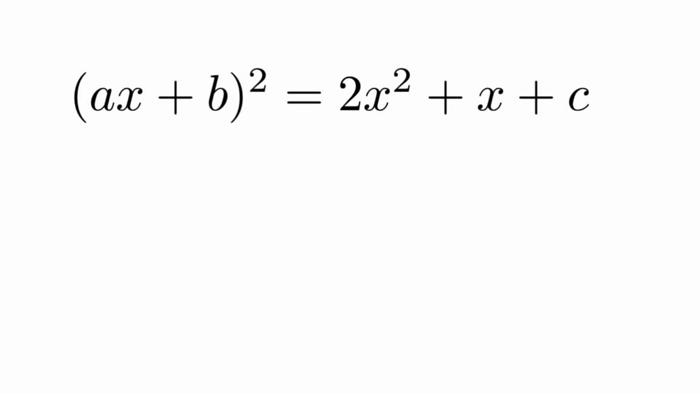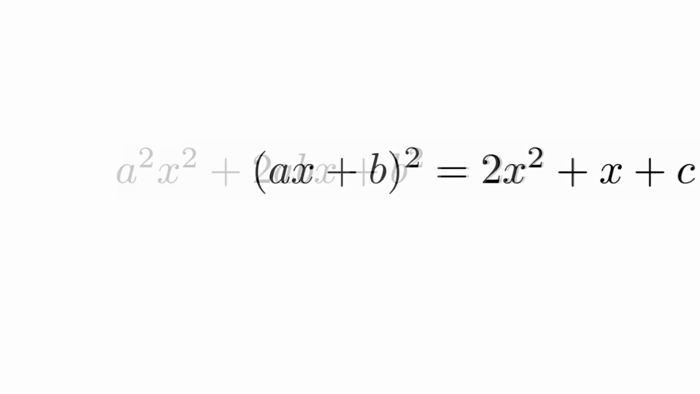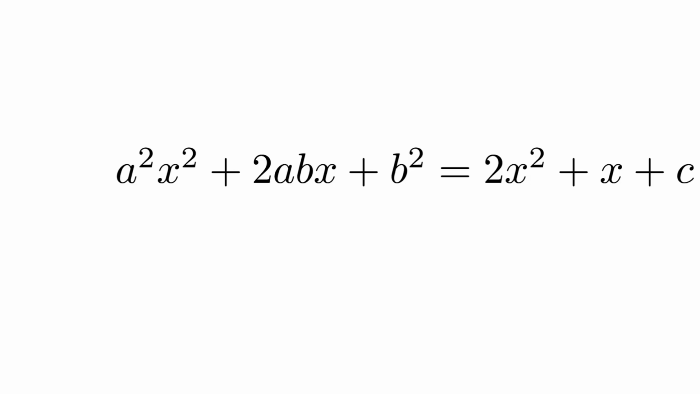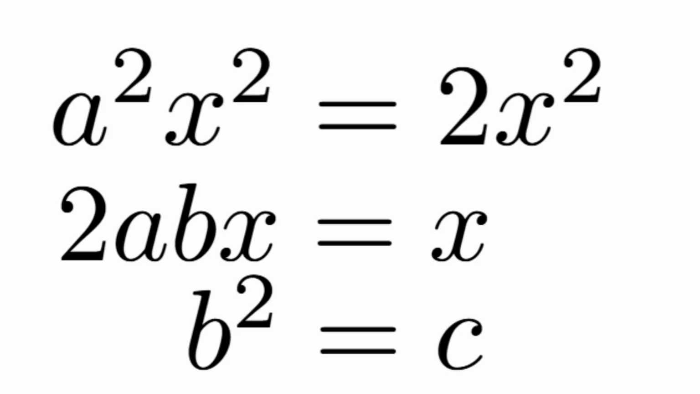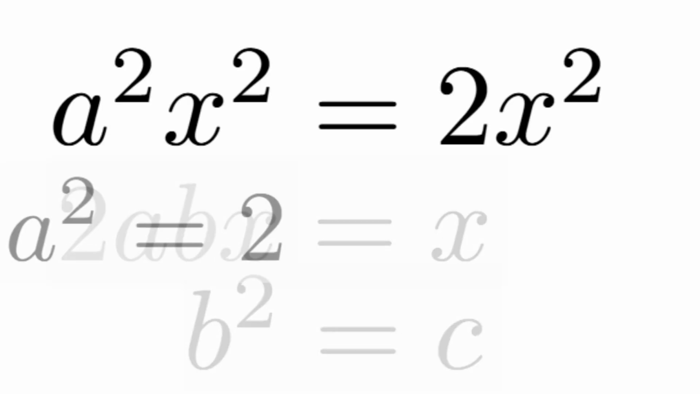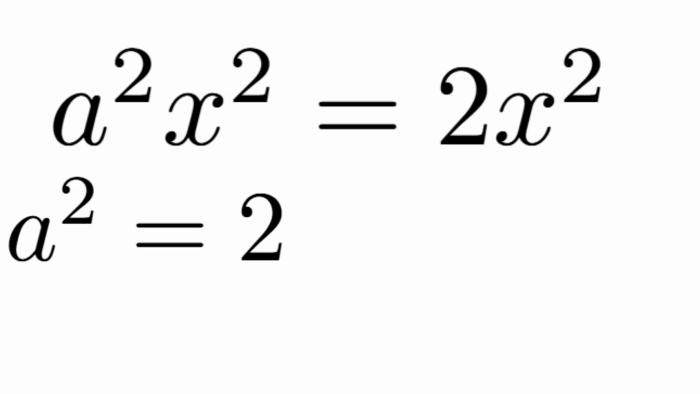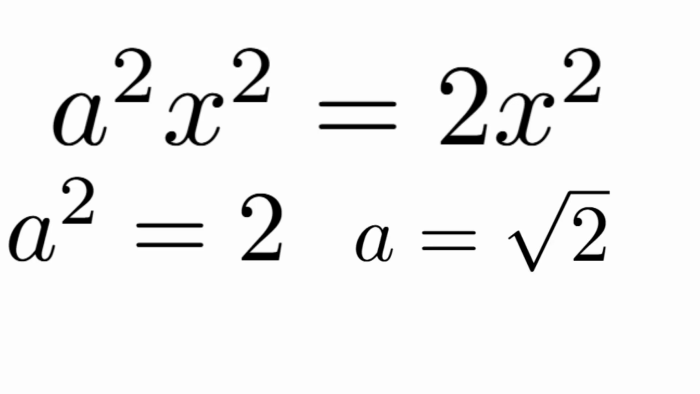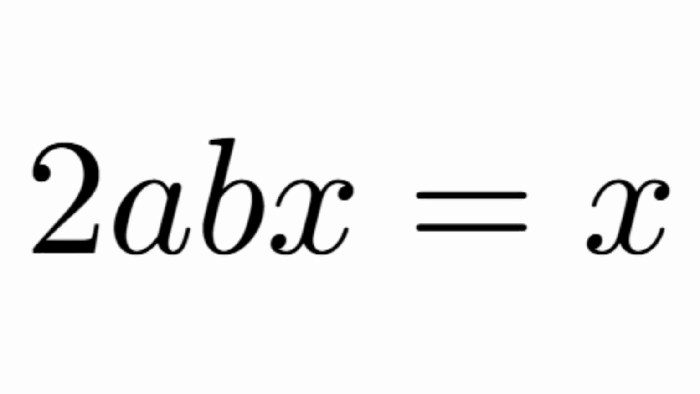Let's assume (ax plus b) squared equals 2x squared plus x plus c. Since our constant doesn't matter, we leave it as a variable because we can change it later. Well, let's expand the left to get this. We can match each term to its corresponding term, which leaves us with a squared times x squared equals 2x squared, meaning a equals the square root of 2, and then 2abx equals x.